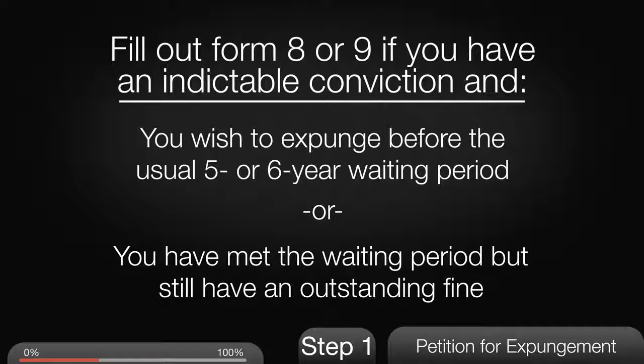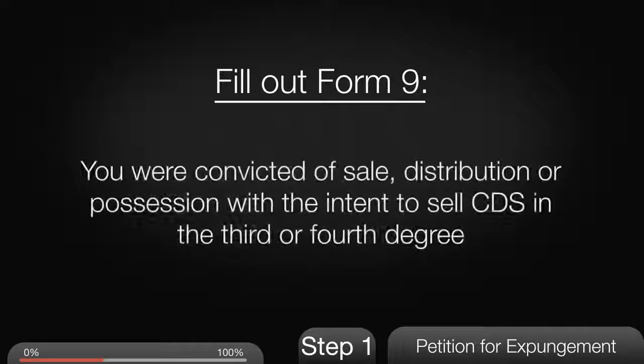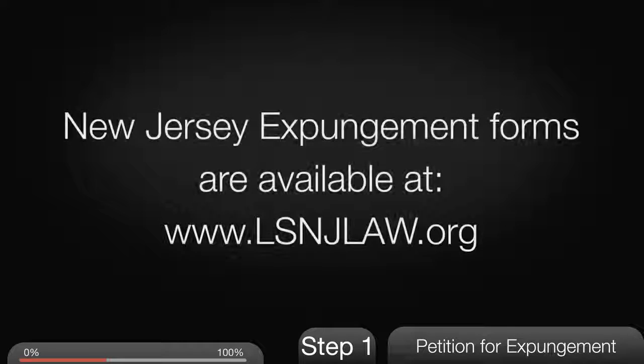If you are filing to expunge a conviction before the usual 5 or 6 year waiting period, or if you have met the 5 or 6 year waiting period but still have an outstanding fine, you will need to complete Form 8 or 9. Also, you will need to fill out Form 9 if you were convicted of sale, distribution, or possession with the intent to sell CDS in the 3rd or 4th degree. Those forms are not covered in our video series, but you can find them on our website.